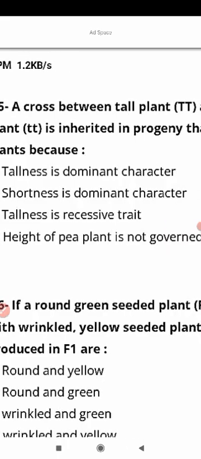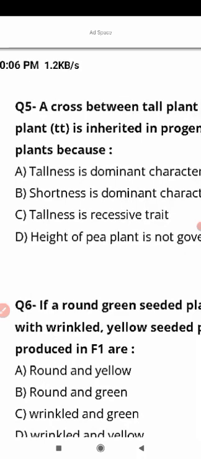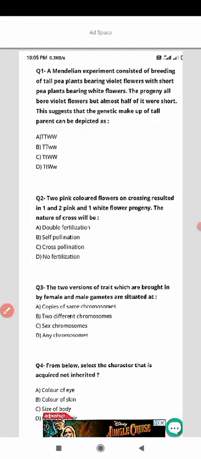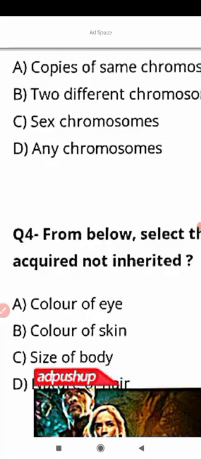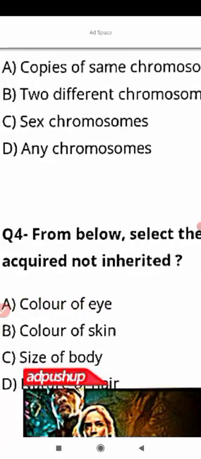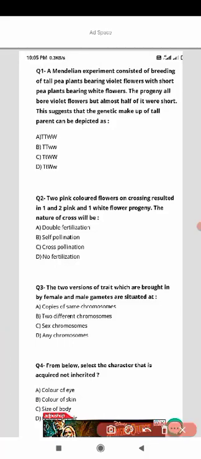A cross between tall, capital D. So tallness is the dominant character. Okay. And now come to the next, question number 4. From below, select the characters that is acquired, not inherited. So I think this D will be the correct answer, D.